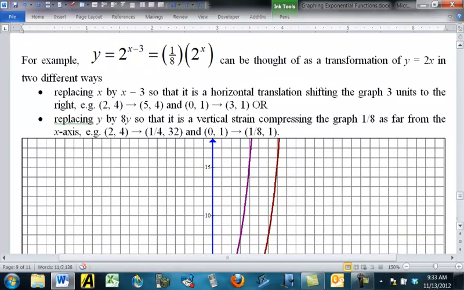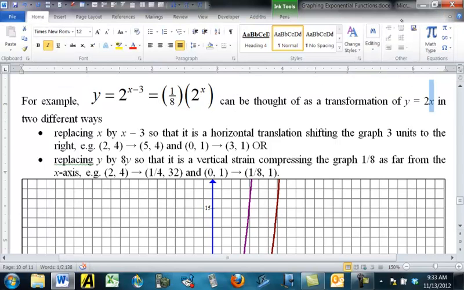Okay, so let's do this with some numbers in it for a specific example. If we think of y equals 2 to the x minus 3, we can think of that as taking y equals 2 to the x power and replacing x by x minus 3. So that's a horizontal translation, shifting the graph 3 units to the right. For example, (2, 4) would go to (5, 4), and (0, 1) would go to (3, 1).